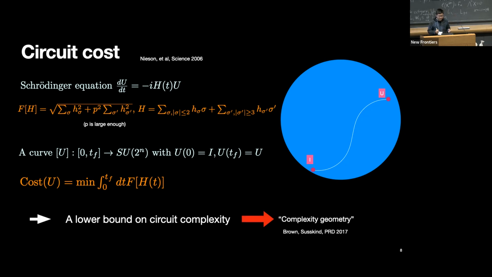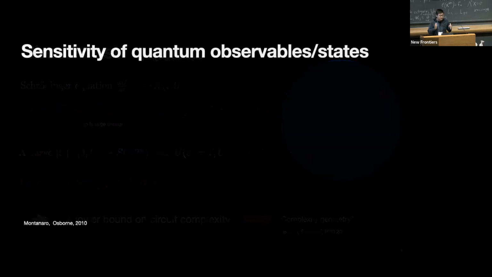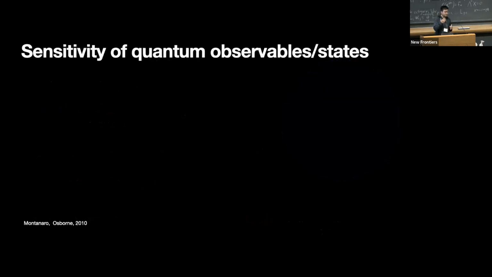Now the question is: what's the circuit cost of a quantum circuit, or what's the circuit cost of a target unitary? Similar to the classical case, we also would like to define something like the sensitivity of a quantum circuit. But before defining sensitivity for a quantum circuit, let us define something called the sensitivity for quantum states or quantum observables.